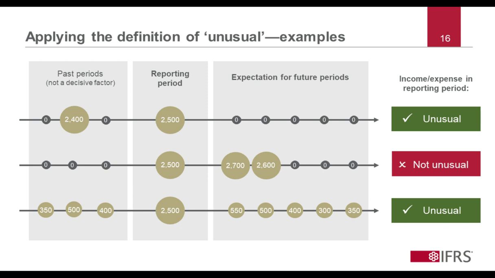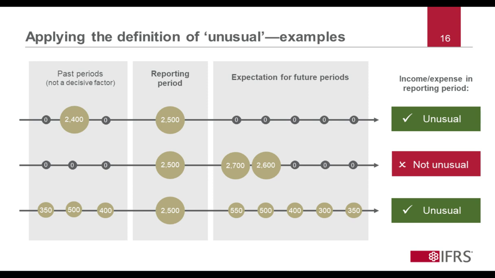Now, what about, say, something like a restructuring that hasn't happened before? Could such expenses be classified as unusual? So again, the past occurrence, or in this case, the lack of occurrence by itself is not a decisive factor. If it's reasonable to assume that similar expenses will not arise in several future annual reporting periods, then the expenses would be considered unusual.